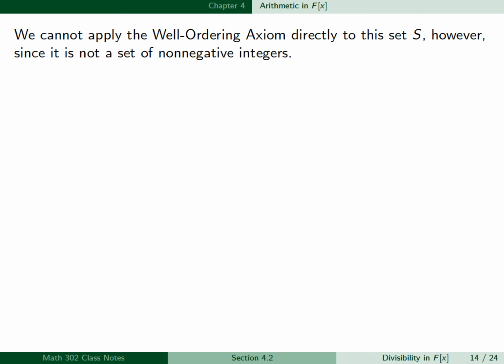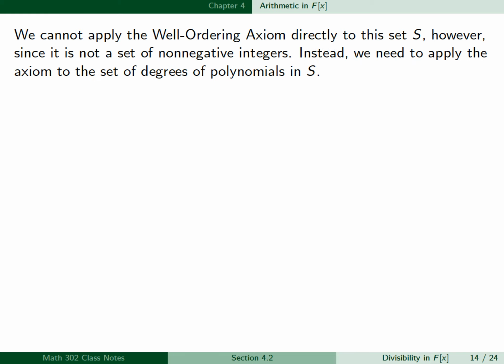Now, we cannot apply the well-ordering axiom directly to the set S, however, since it is not a set of non-negative integers. The well-ordering axiom tells us that a non-empty subset of the set of non-negative integers has a smallest element. But our set S in this theorem is a set of polynomials. Instead, we need to apply the axiom to the set of degrees of polynomials in S.